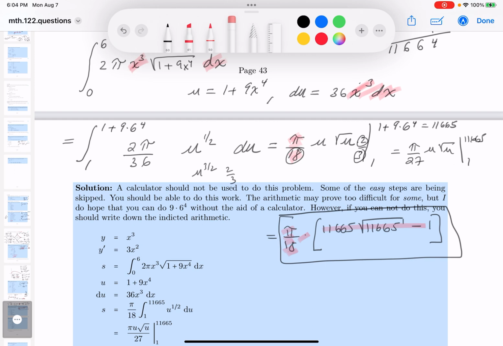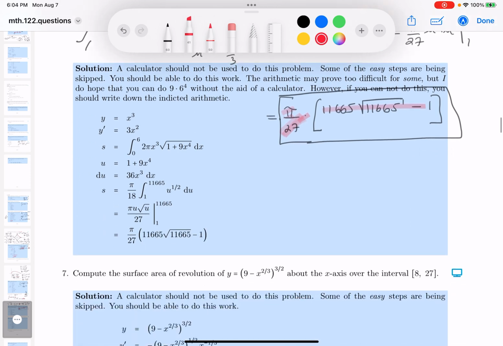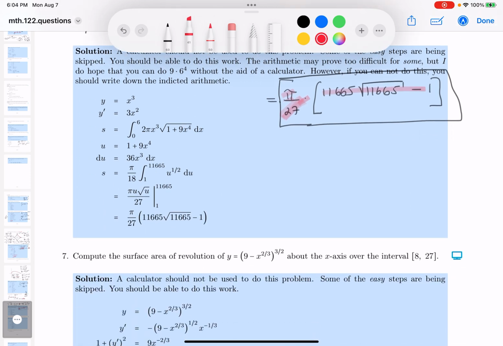So let me correct this. There is an error. The corrections need to be made. That'll be a 27. Get the red pen out again. Are we getting what we expected to get? Yeah, pi over 27, that crazy looking number 11665, the root of 11665 minus 1. And we're good to the next question. Thank you.